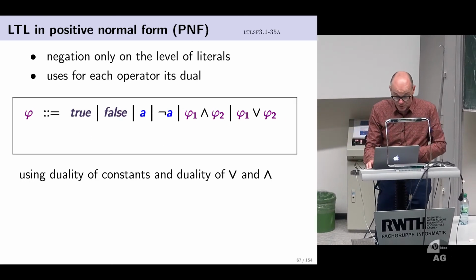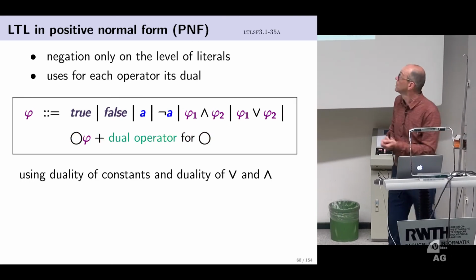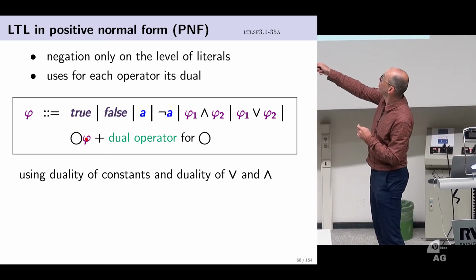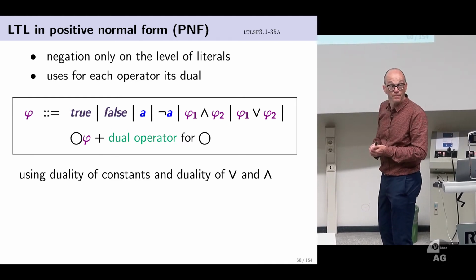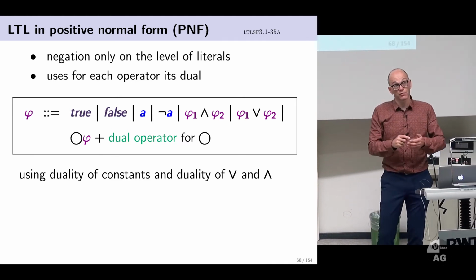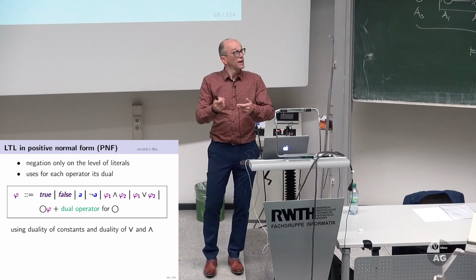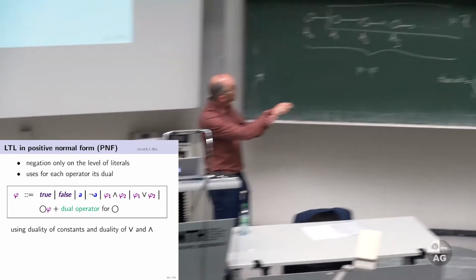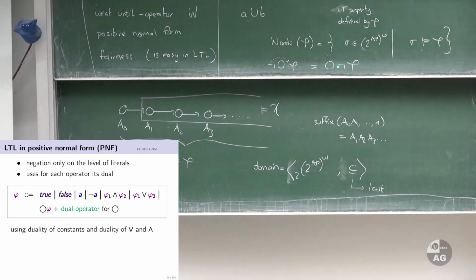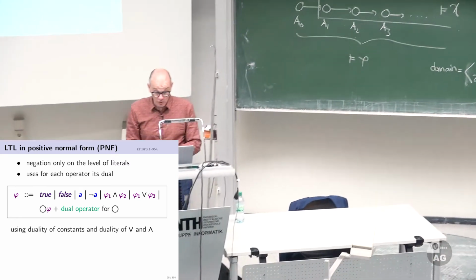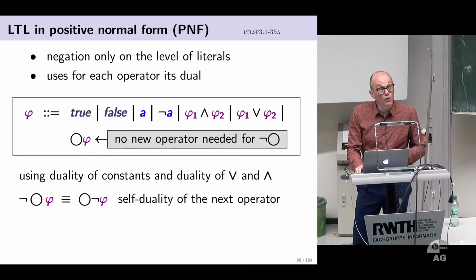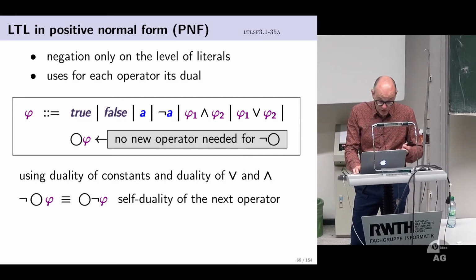We do the same for the propositional fragment, but now we have to do the same for the next. So we need to do something with next of phi, and we need something that is the dual operator for next. What's the dual operator of next? It's something that expresses the negation. But we have this law that says the negation of a next formula is a next formula where we push in the negation. That means that the dual of a next operator is a next operator itself. So we don't have to change anything for the next, no need to add some operation.